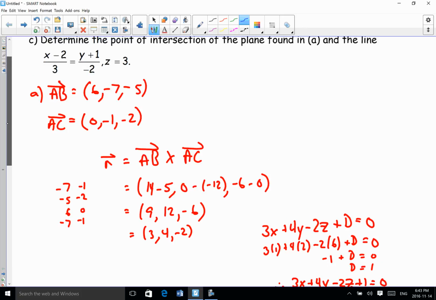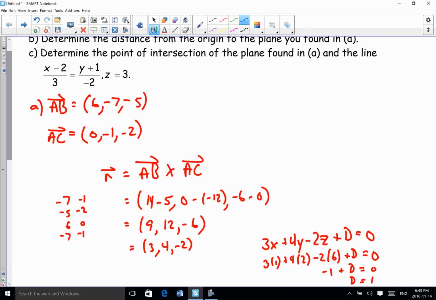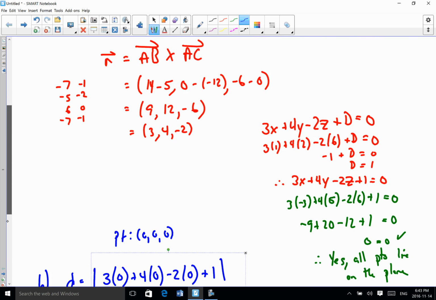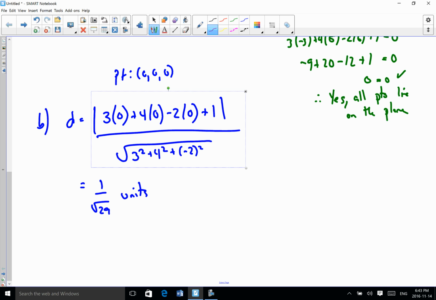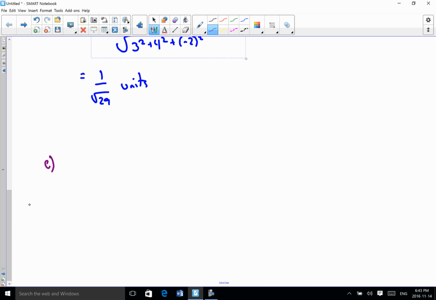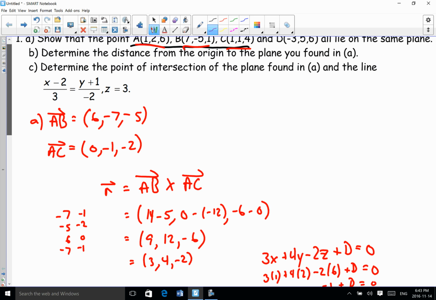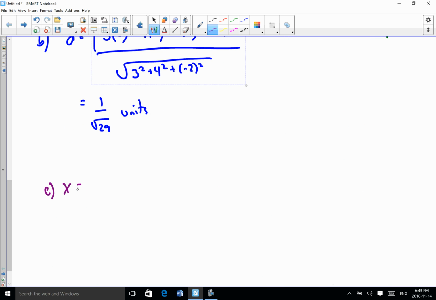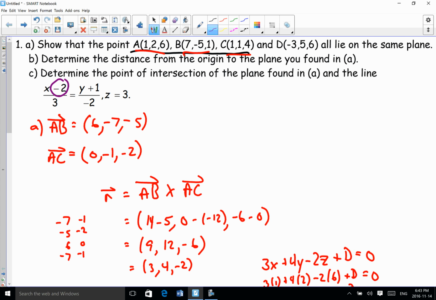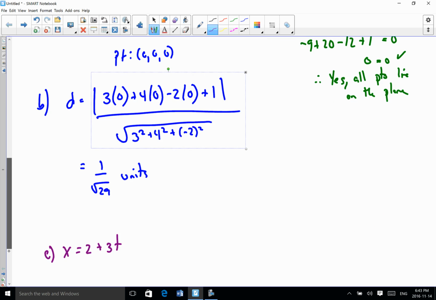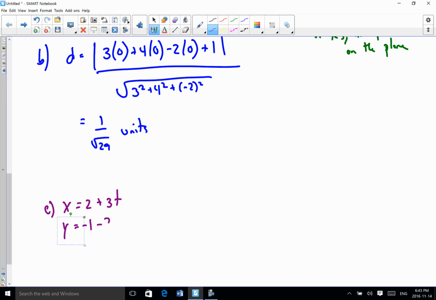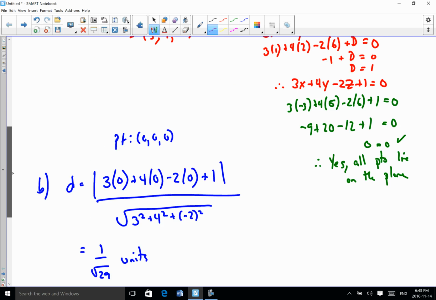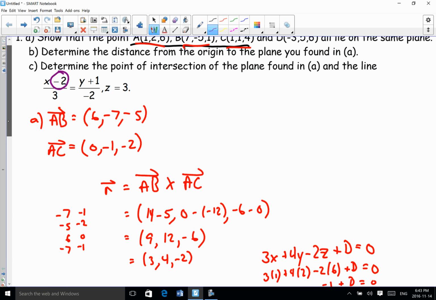And the last one, part C, determine the point of intersection of the plane we found in A and the line we're given here. Okay, so just going to rewrite it for just a second here. So, C. We have this symmetric equation. It helps us to work in parametric form. So x equals 2 plus 3t. Remember, change your signs on your point, and negative 1 minus 2t for y. And z will be 3. And z's always 3.